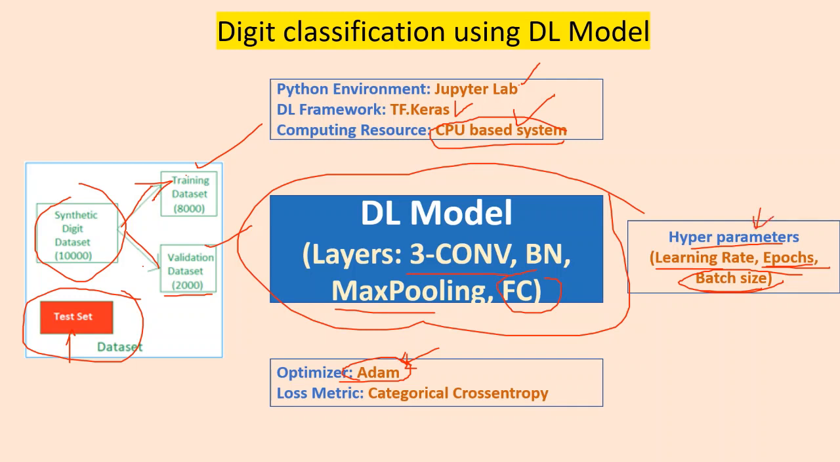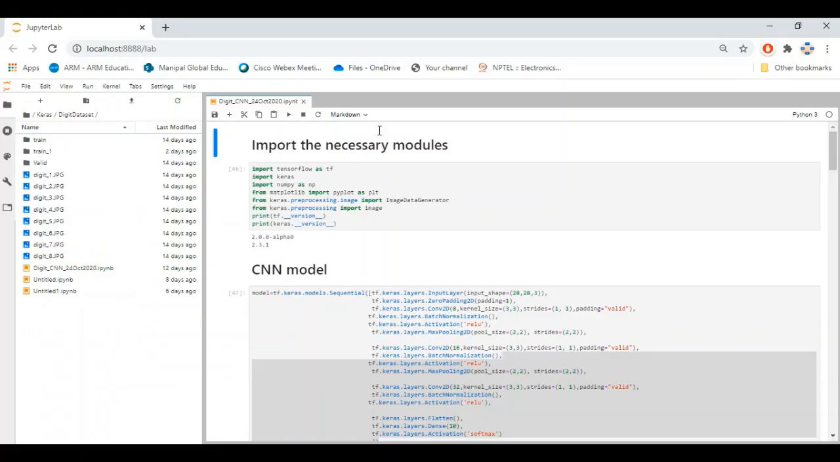When it comes to the loss metric, since it is a classification task, we go for cross entropy. If the task had been a regression, then we could have chosen RMSE as the loss metric. Next, let us see how we can build this using Jupyter Lab. So let me take you through the code.